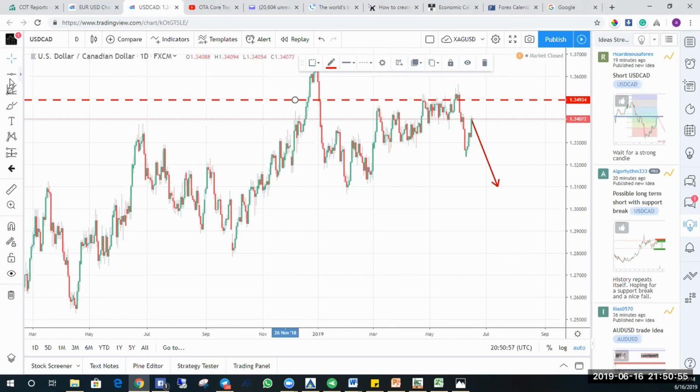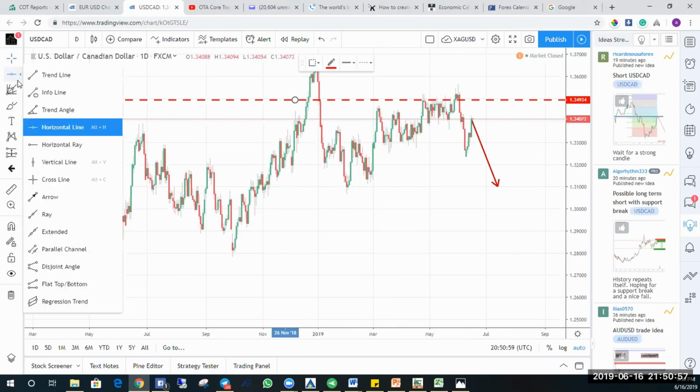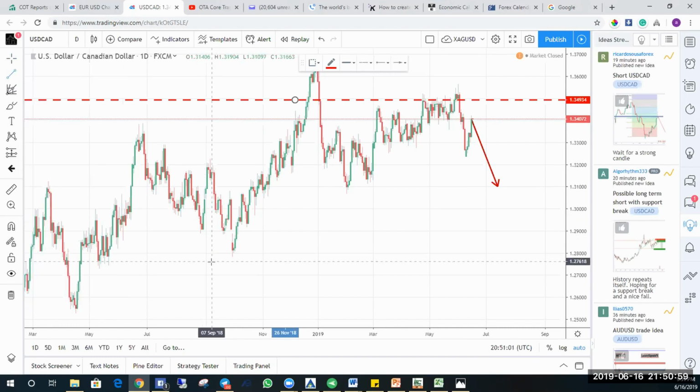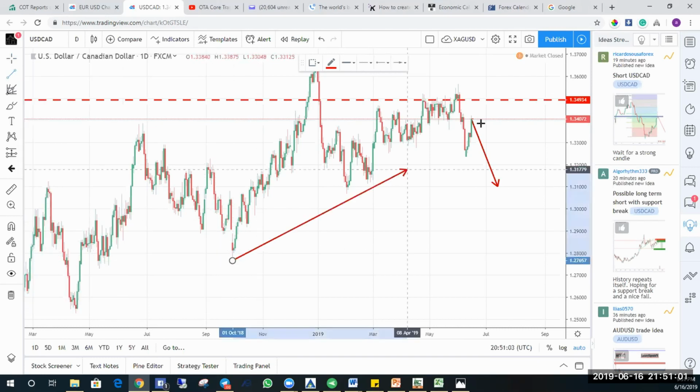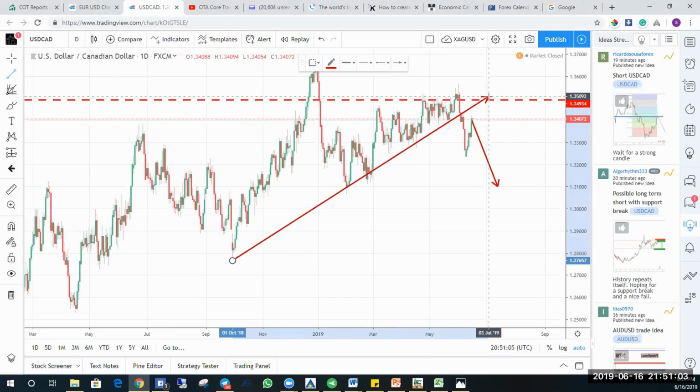Another thing I noticed is a break of the trend line. Do we have a break of the trend line here? Yes, we do. So this is still a very good setup to go short on USD CAD. So that's about it from me.